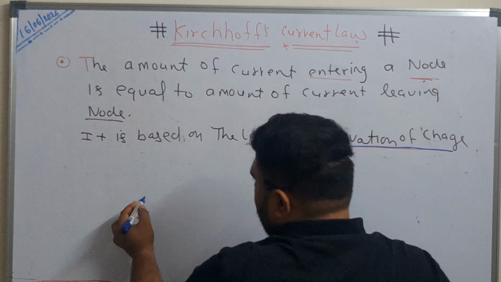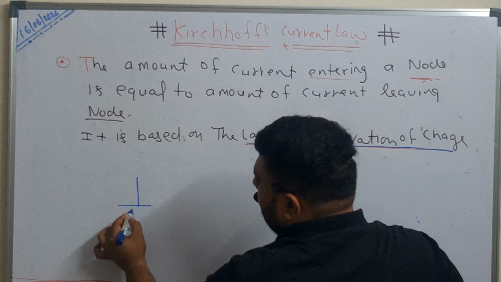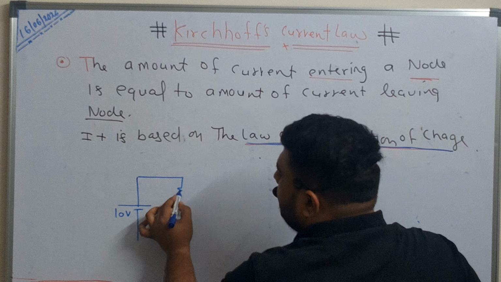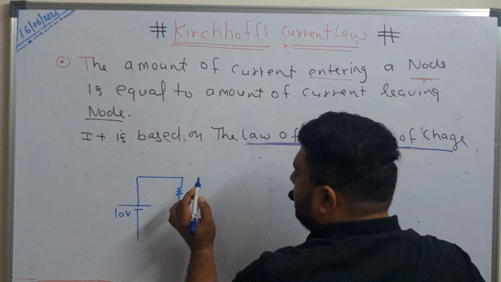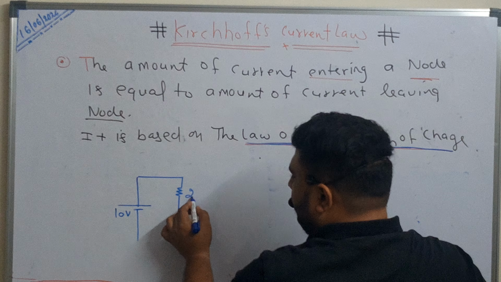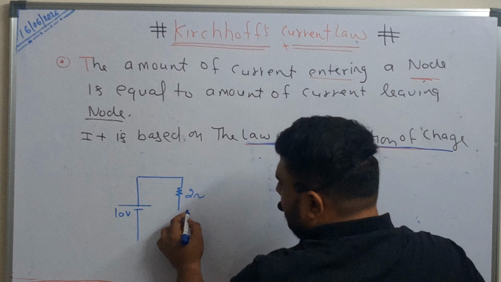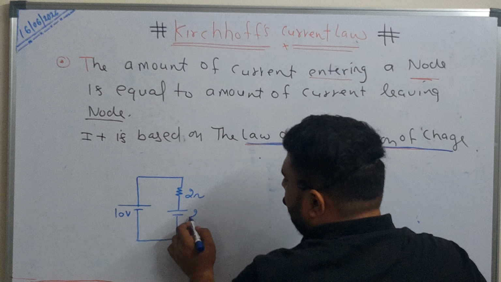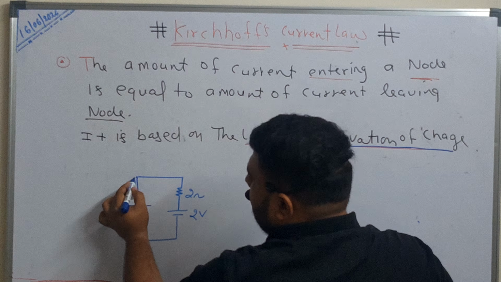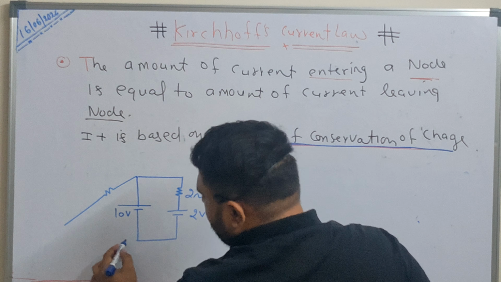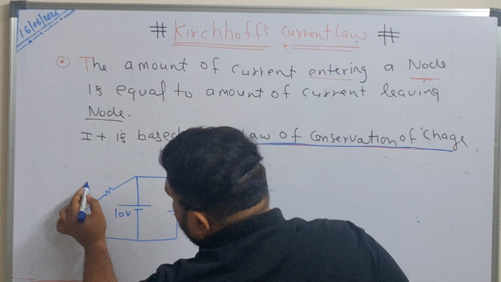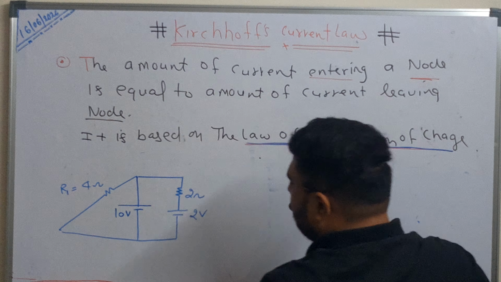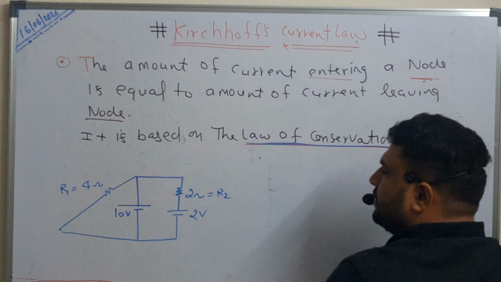A simple electrical circuit is given here. The voltage of this battery is 10 volts, connected with a wire having resistance 2 ohm, and this is also connected with a battery having voltage 2 volts. Another wire is connected to this, and its resistance is given as 4 ohm. I am writing this as the R1 resistance, and this as the R2 resistance.